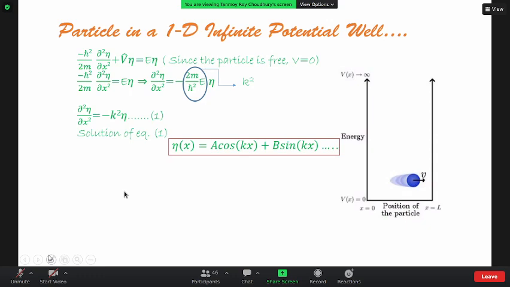But since you have solved differential equations, you know that the unknown constants can only be solved if there is a boundary condition. You remember initial conditions or boundary conditions? Yes, sir. 0 to L. No, 0 to L is the boundary for x. Now, at the boundary, how will eta behave? Can anybody think of that?